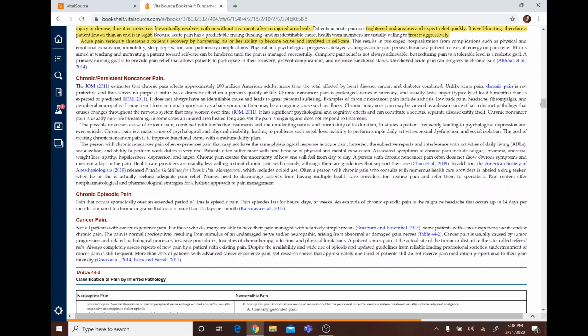The cause of chronic pain combined with ineffective treatments, its unrelenting nature, and uncertainty of duration frustrates the patient, frequently leading to psychological depression and even suicide. Chronic pain is a major part of psychological and physical disability, leading to problems such as job loss, inability to perform simple daily activities, sexual dysfunction, and social isolation. The goal of treating chronic non-cancer pain is to improve functional status within a multimodality plan. A person with chronic non-cancer pain often experiences pain that may not have the same physiological response as acute pain, with subjective reports, and that interferes with daily activity.